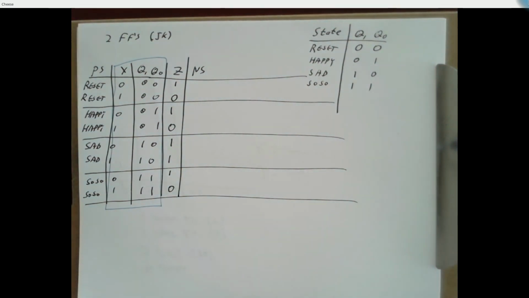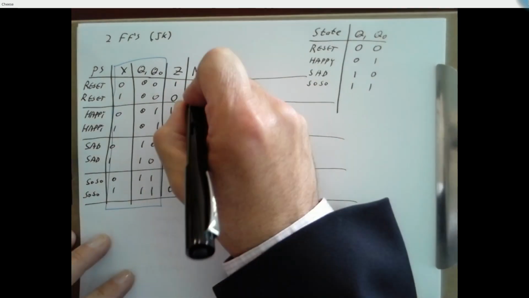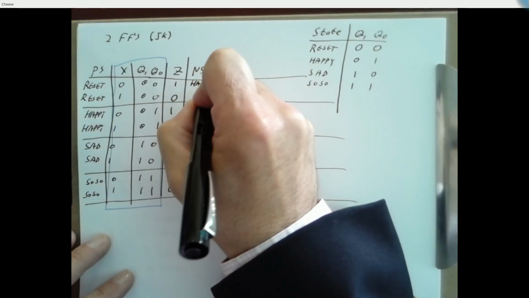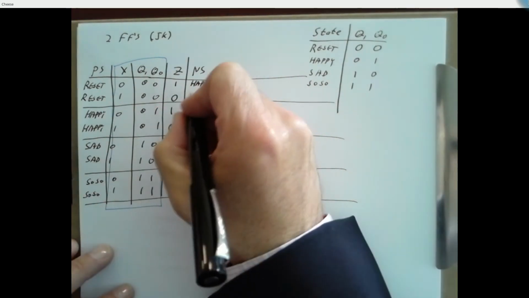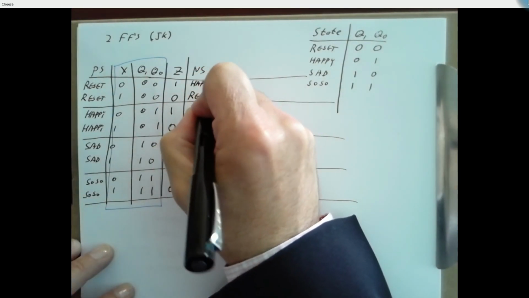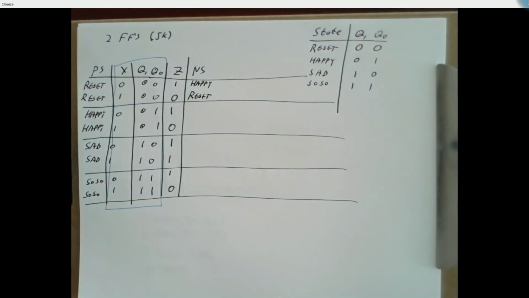Let's fill in the next state. Reset and a 0, your next state is happy. Reset and an input of 1, your next state is reset. So everyone's got the idea on this column? All right, we're just reading off from here.